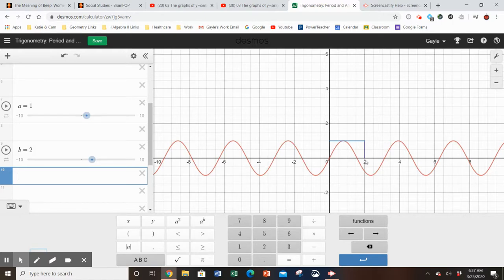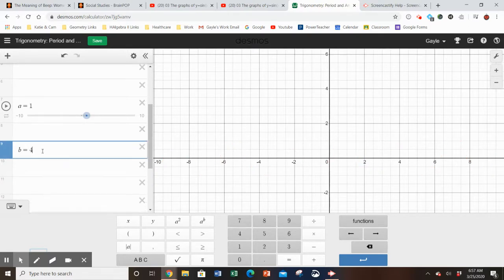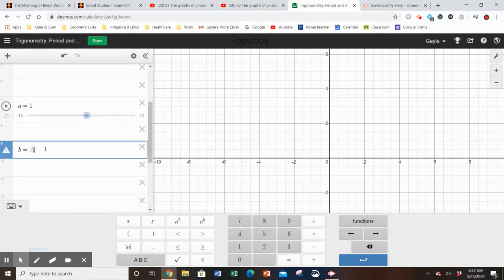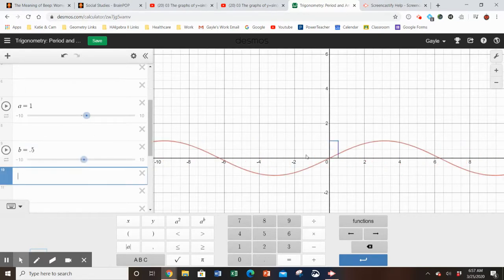So I have 1, 2 waves between 0 and 2 pi. You want to see it get a little crazy, I can do 4. And now, coming over here, I have 1, 2, 3, 4 waves between 0 and 2 pi. I'll put in a decimal if I wanted. So if I did 0.5, that's going to be half a wave between 0 and 2 pi. So from here to here.